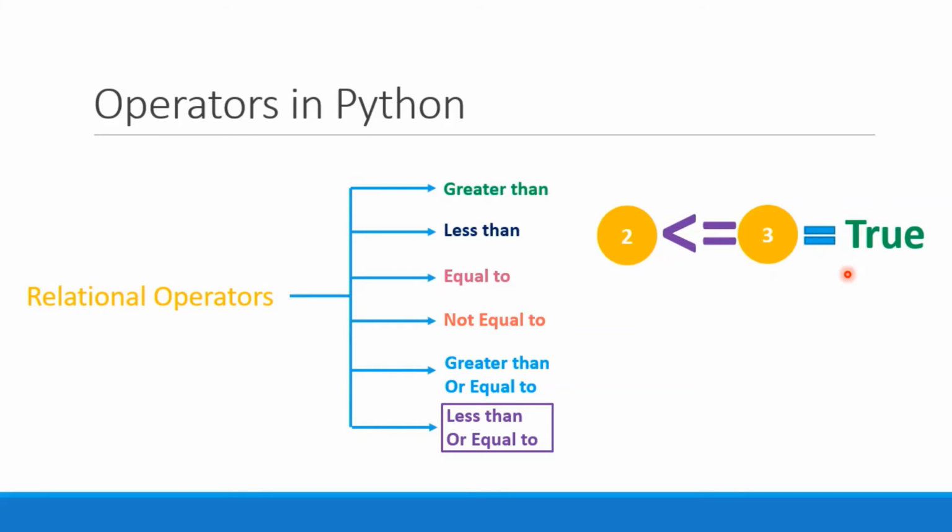Similarly, give me an example of false. Okay, for example, I have 3 as one value and I have 2 as another value, and I want to check if 3 is less than or 3 is equal to 2 or not. Then I will use this less than or equal to operator. What it will do, it will check first if 3 is less than 2. No, it's not less than 2. Then it will check if 3 is equal to 2. No, 3 is not equal to 2. So the answer will be false here. Okay. So that is all about relational operators.